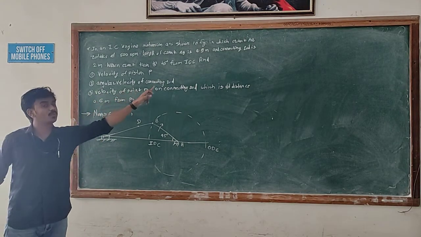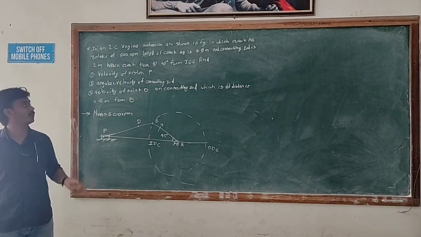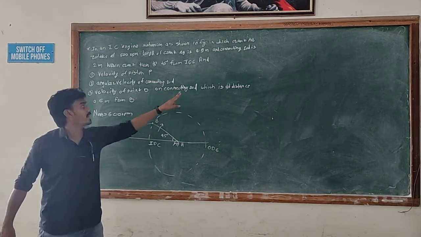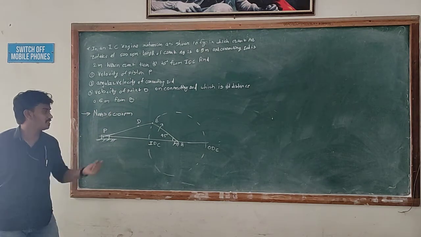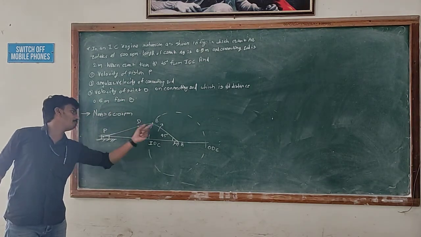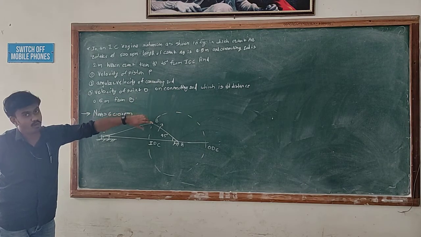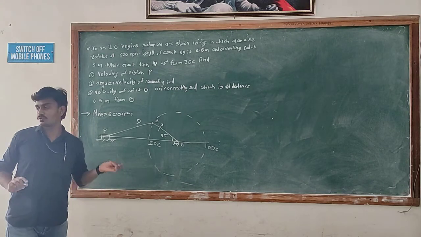Then the angular velocity of the connecting rod. They ask to find the angular velocity of the connecting rod and the velocity of the point D on the connecting rod, which is at a distance of 0.5 meter from B. This means there is one point on this link BP which is at 0.5 meter from end B. So we have to solve this numerical.